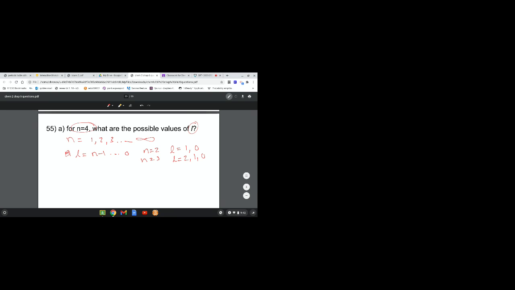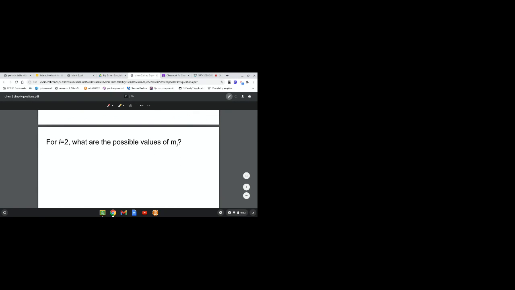So if n is equal to 4, that means L is going to be n minus 1. So that's 4 minus 1, which is 3, all the way down to 0. So you'll have 4 different numbers here: 3, 2, 1, and then 0.